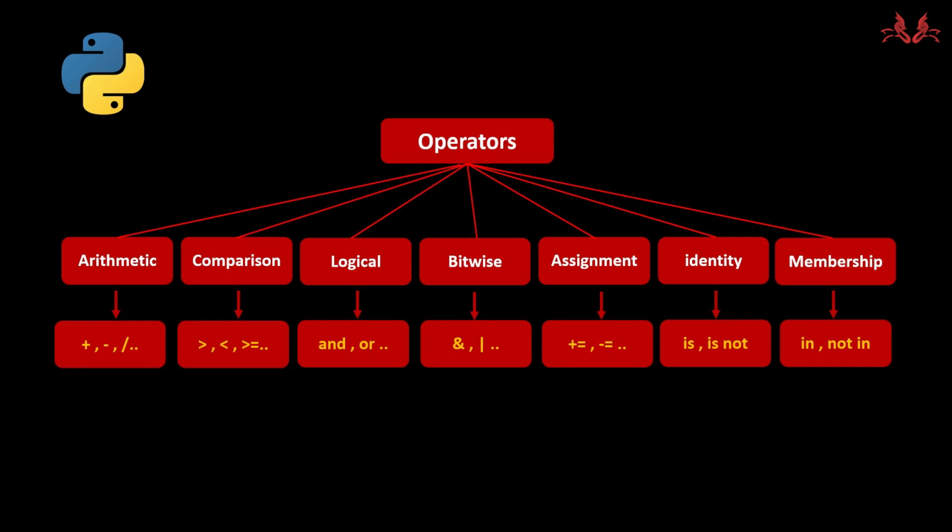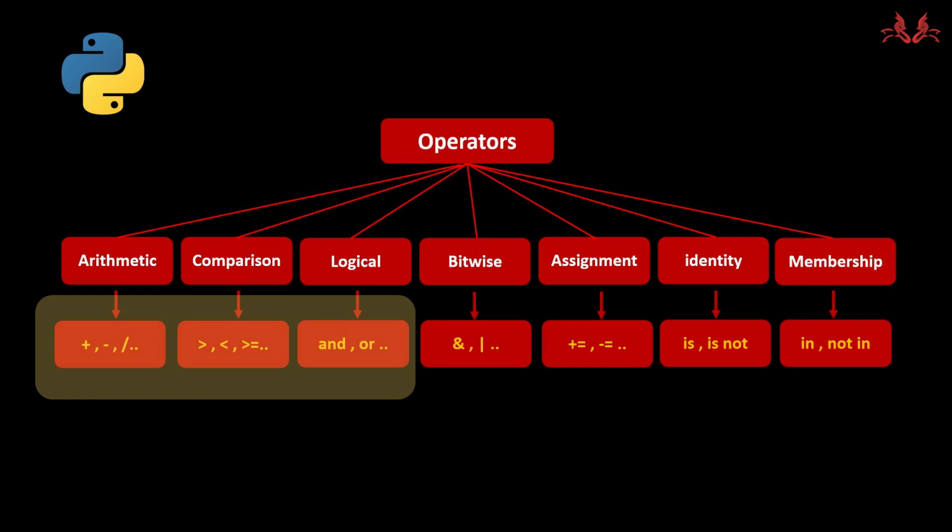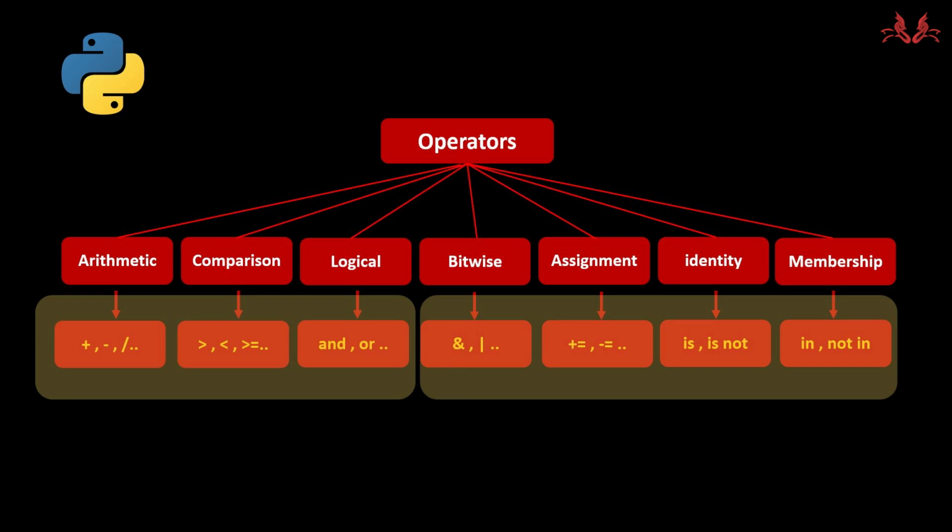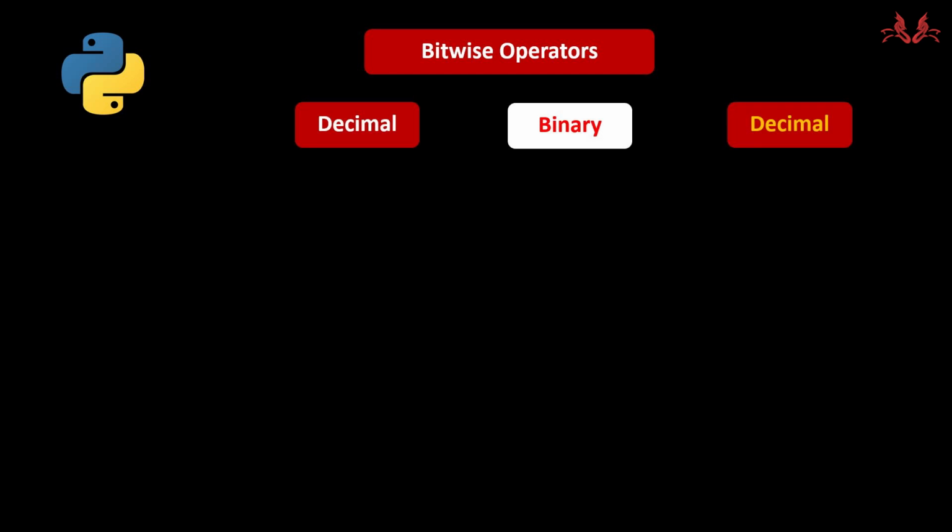Last time we talked about the arithmetic, comparison and logical operators. And today I'm going to talk about the bitwise, assignment, identity and membership operators. At first, let's take a look at bitwise operators. It is related to decimal and binary.